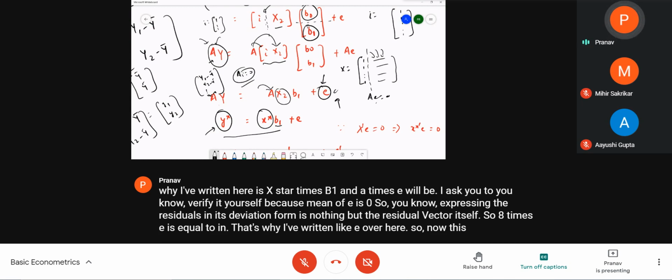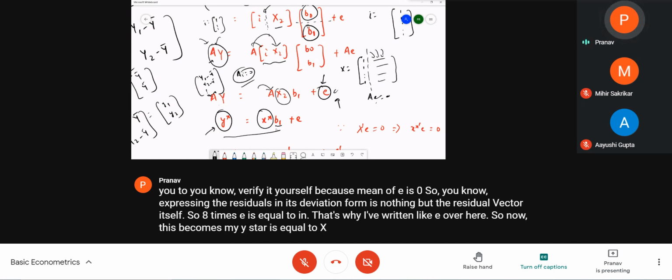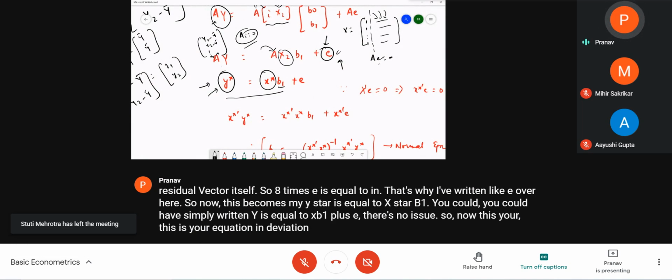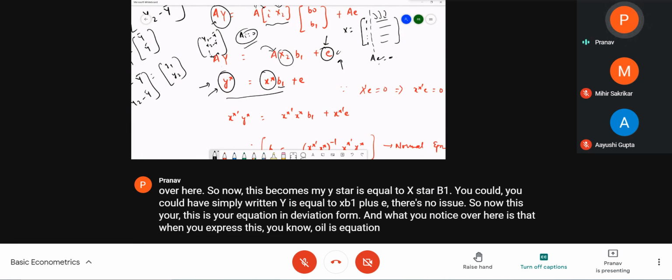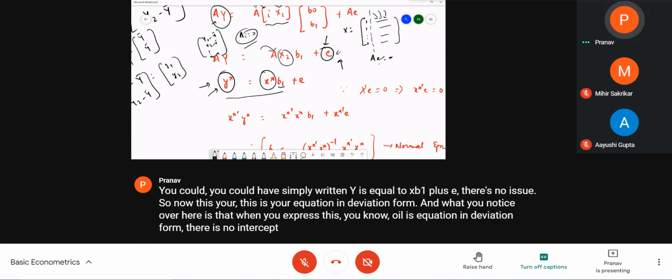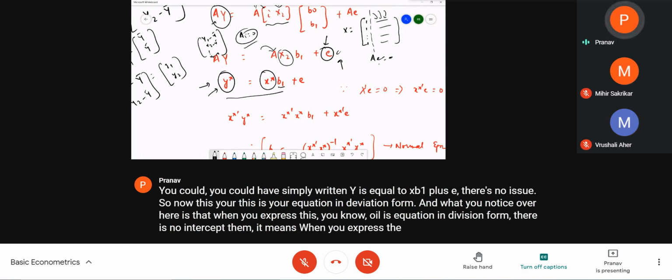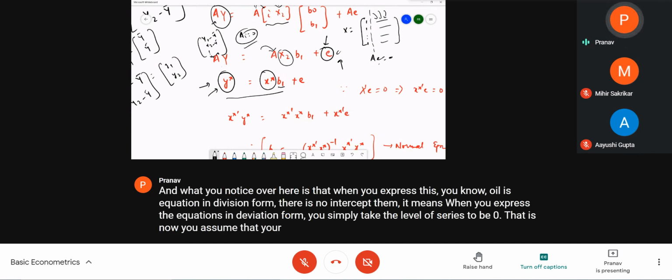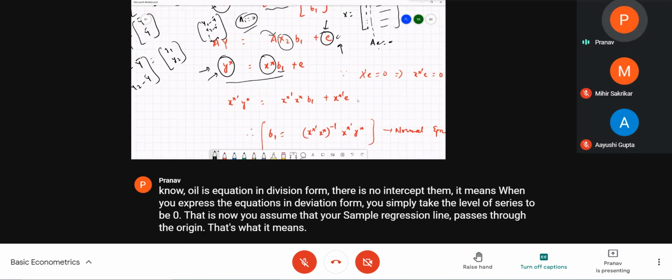So now this becomes my y star is equal to X star b1 plus e. You could have simply written y is equal to X b1 plus e. There is no issue. So now this is your equation in deviation form, and what you notice here is that when you express this OLS equation in deviation form, there is no intercept term. It means when you express the equations in deviation form, you simply take the level of the series to be 0. That is, now you assume that your sample regression line passes through the origin. That's what it means. Okay, all right.